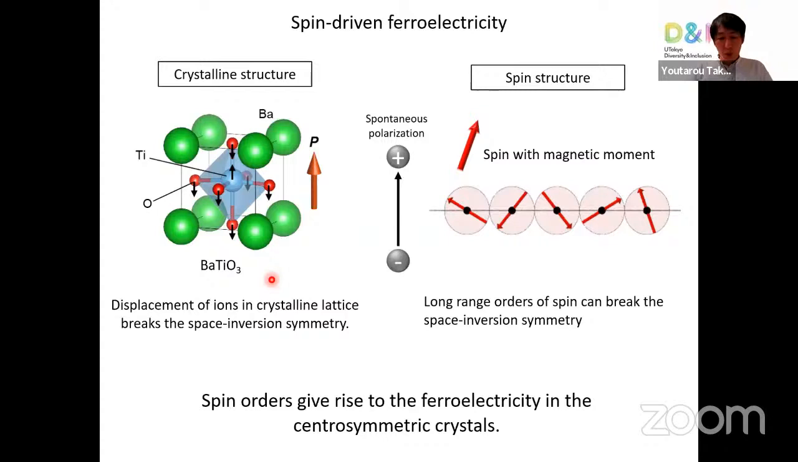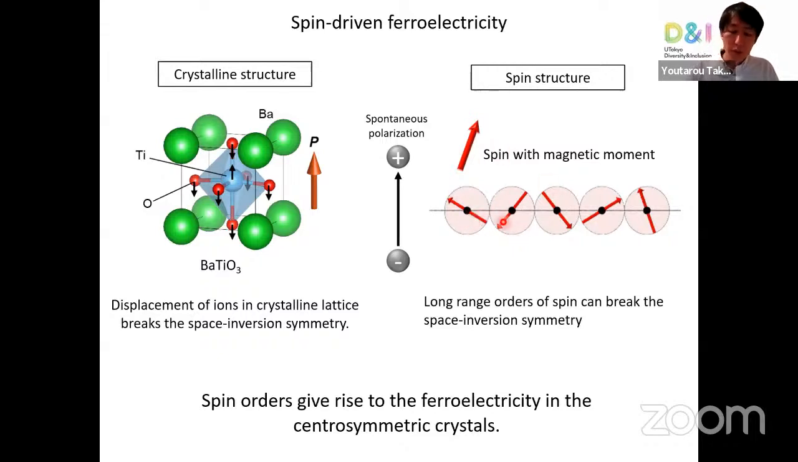Let me start from the very beginning with the spin-driven ferroelectricity. The spontaneous breaking of the inversion symmetry can induce spontaneous polarization. For example, the displacement of ions in the crystal lattice breaks the space inversion symmetry and spontaneous polarization emerges. So we focus on the breaking of the inversion symmetry by the spin orderings. The spin has a magnetic moment, but no charges.